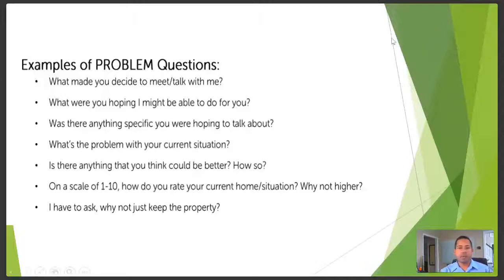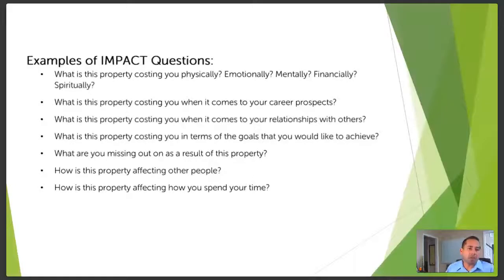Hopefully, you're getting all this. So let's talk about examples of impact questions. What is the property costing you physically, emotionally, mentally, financially, spiritually? What is that costing you? Man, this is where people start to open up, and they open up like a flower.